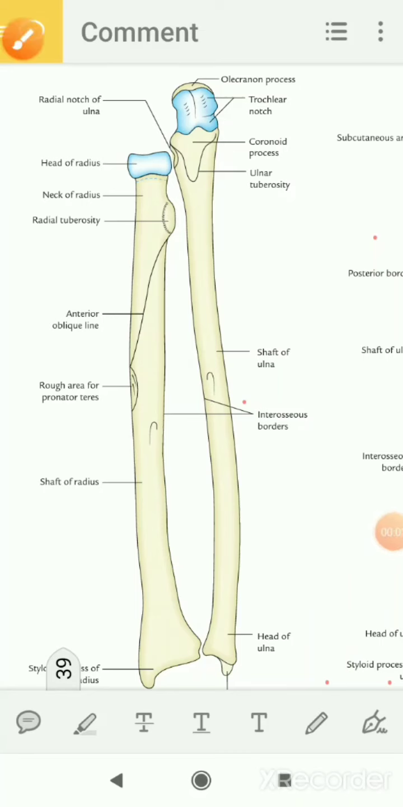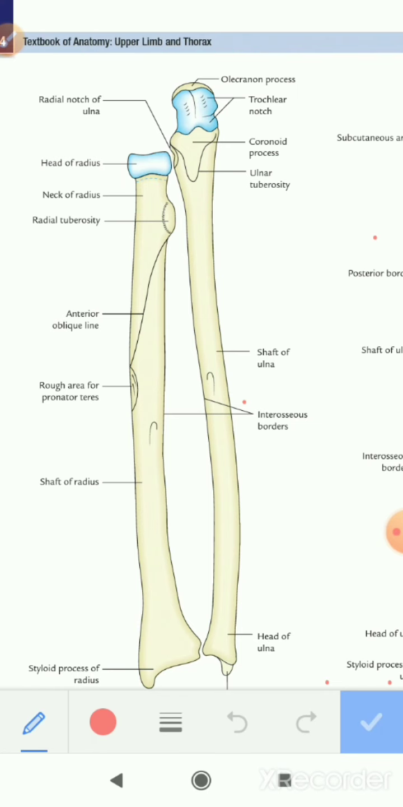Bismillahirrahmanirrahim. Today we will discuss the ulna. The ulna is the medial bone of the forearm and it is homologous to the fibula of the lower limb. What are the parts? The ulna is a typical long bone, so it has three parts: the upper end, lower end and intervening shaft.